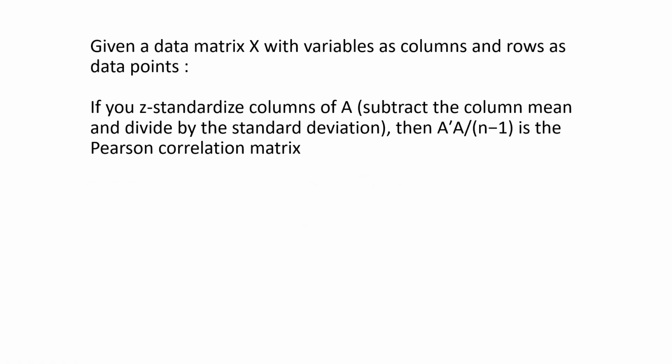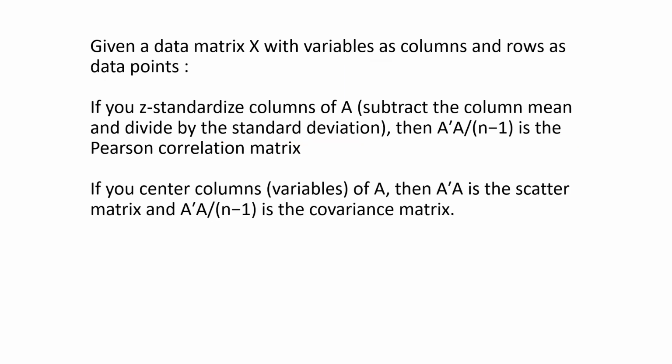So let's recap what we have done here and also add some important useful points. Given a matrix A with variables as columns and rows as data points, if we standardize the columns of A, that is subtract the column mean and divide by the standard deviation, then A transpose A divided by n minus 1 is the Pearson correlation matrix. If we center the columns of A, then A transpose A is the scatter matrix and A transpose A divided by n minus 1 is the covariance matrix.